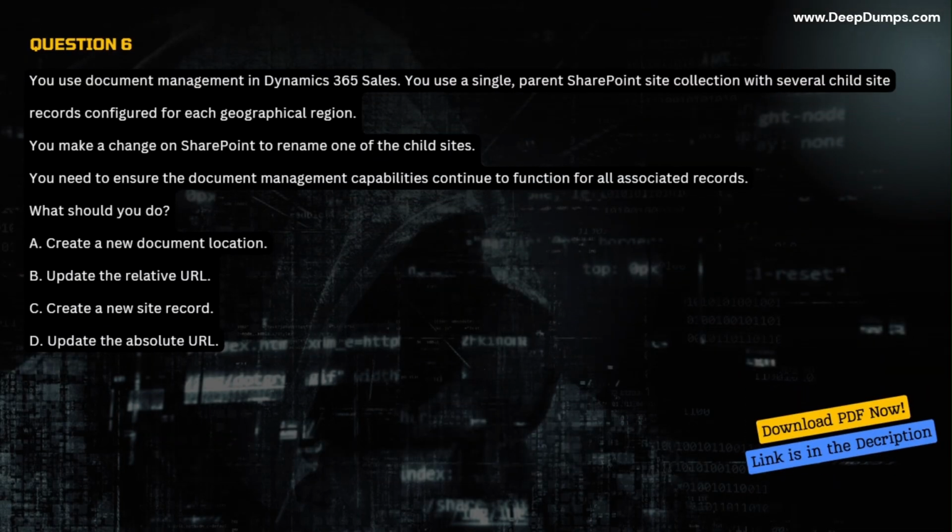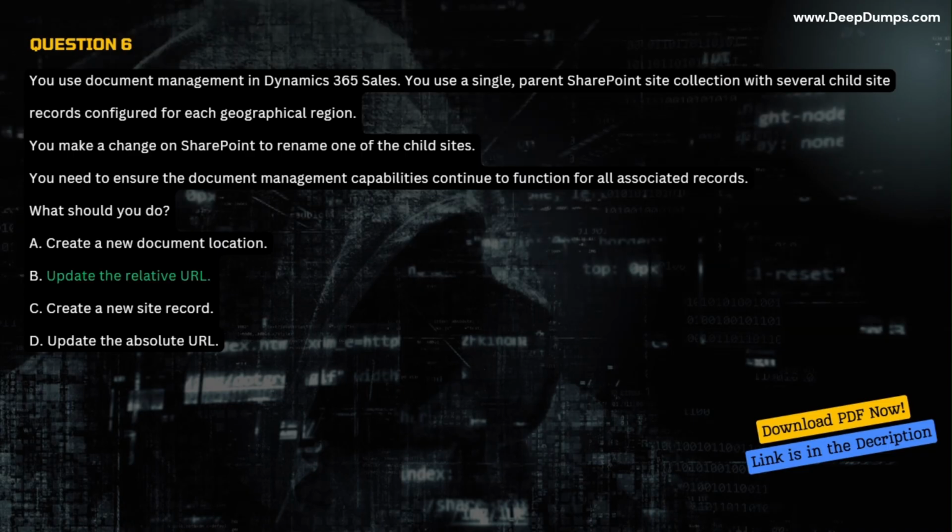Question 6. You use document management in Dynamics 365 Sales. You use a single, parent SharePoint site collection with several child site records configured for each geographical region. You make a change on SharePoint to rename one of the child sites. You need to ensure the document management capabilities continue to function for all associated records. What should you do? A. Create a new document location. B. Update the relative URL. C. Create a new site record. D. Update the absolute URL.